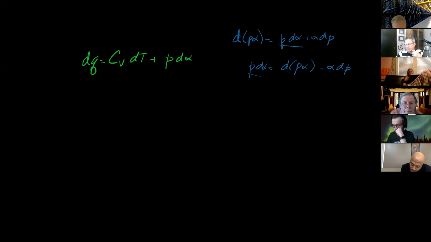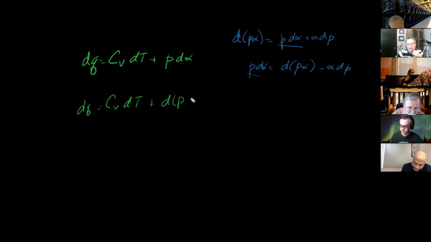So what I do in here is I'm just going to say dq equals CV dt plus d(P alpha) minus alpha dP. I'm just plugging it in. Does that make sense? Makes sense.